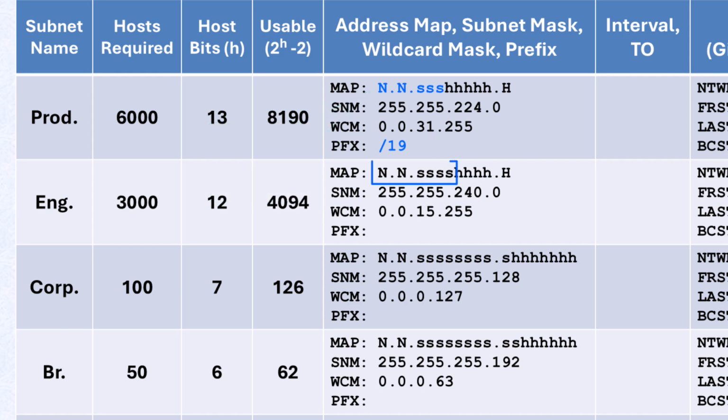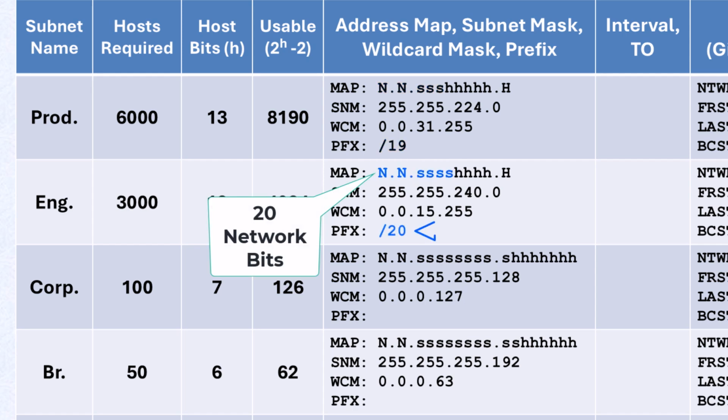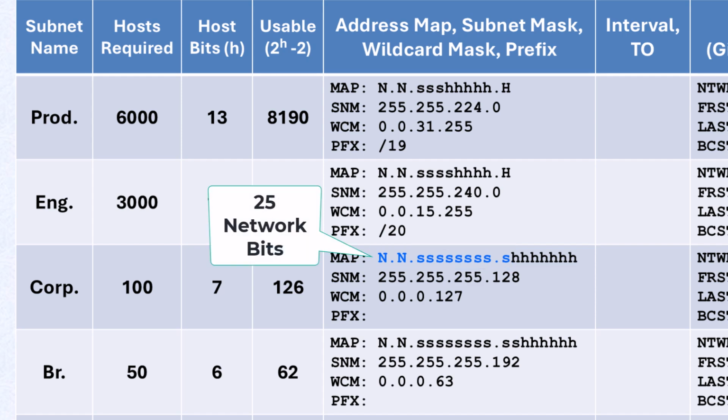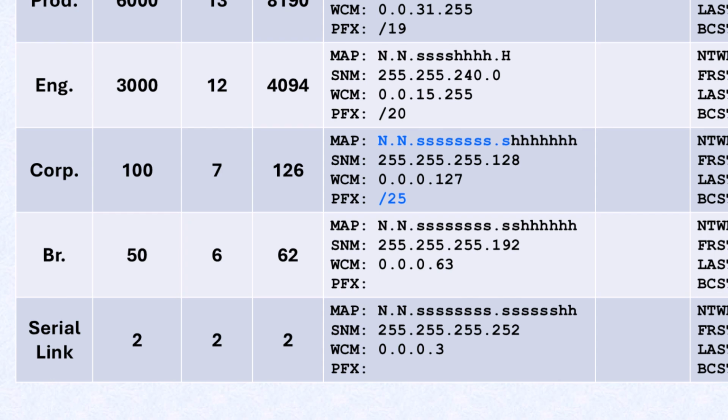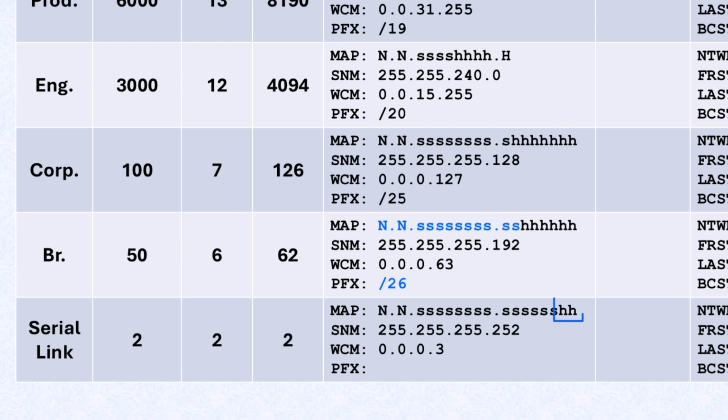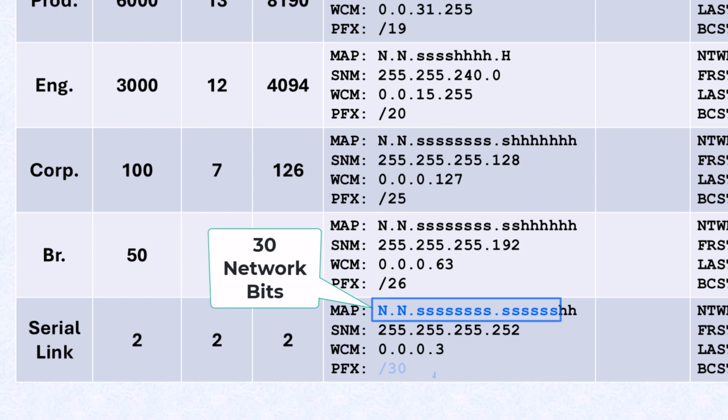The network portion of the address map for the engineering subnet has 20 bits, so the prefix length is /20. For the corporate subnet, we have 8 plus 8 plus 8 plus 1, giving us 25 network bits, producing a prefix length of /25. The address map for the branch office shows 26 network bits, so the prefix length is /26. And finally, the serial link only has 2 host bits, so it must have 30 network bits, giving us a network prefix of /30.